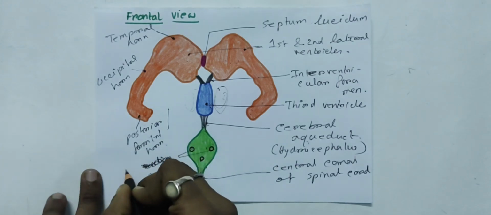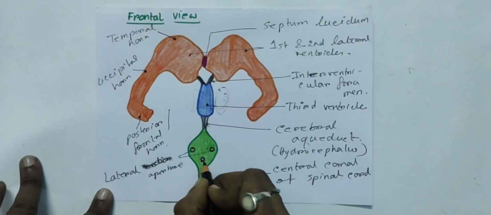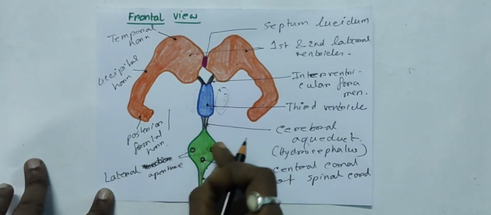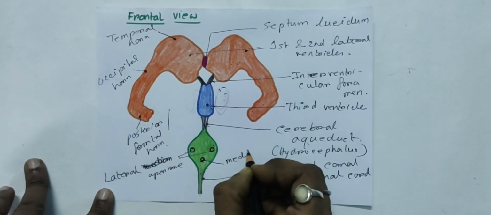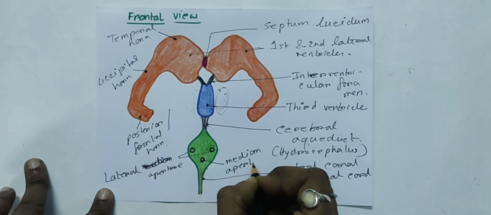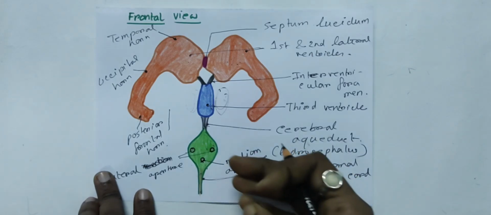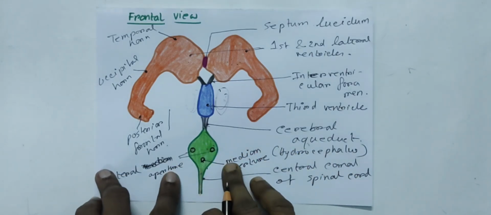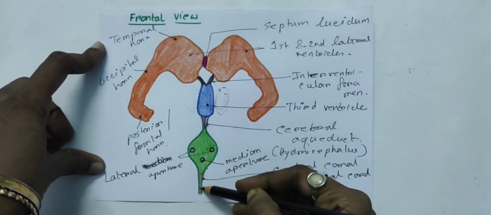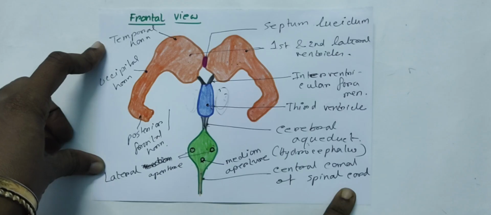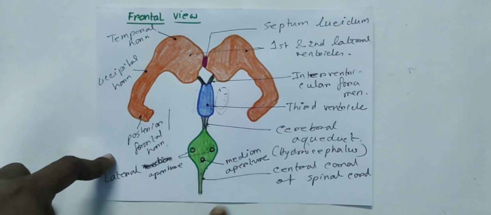These two are the lateral apertures, and this one in between these two is the median aperture. These apertures help the cerebrospinal fluid go to the subarachnoid space. Down from the fourth ventricle, it continues with the central canal of the spinal cord. Okay, so these are all about the ventricles of our brain.